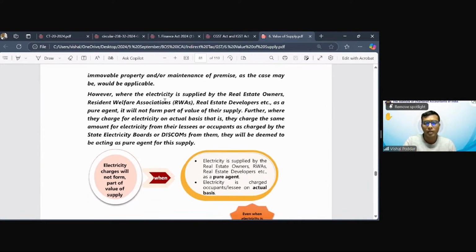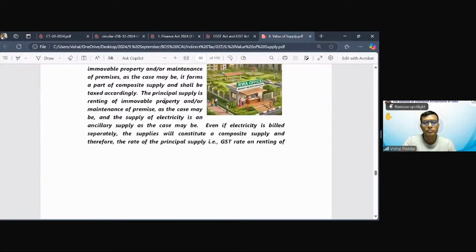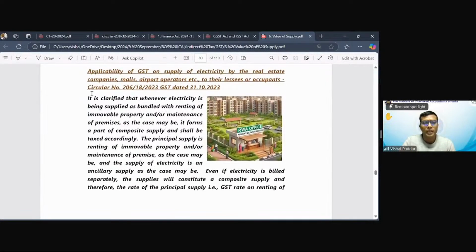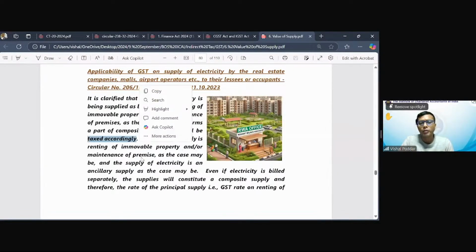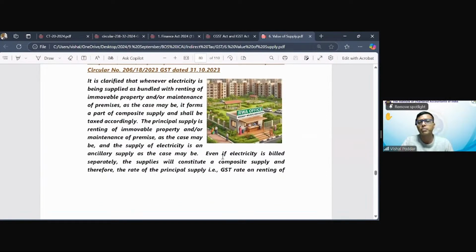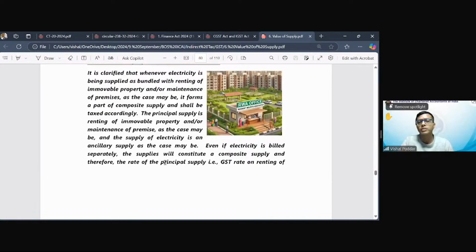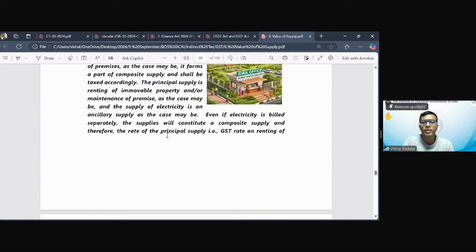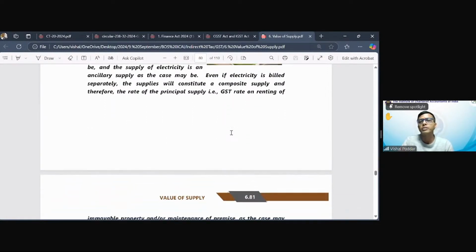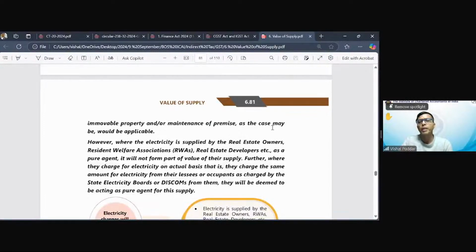So what it is said, it is clarified that whenever electricity is being supplied as bundled with renting of immovable property and or maintenance of premises, as the case may be, it forms part of composite supply and shall be taxed accordingly. The principal supply is renting of immovable property or maintenance of premises, as the case may be, and the supply of electricity is ancillary supply. Even if electricity is billed separately, the supplies will constitute a composite supply, and therefore the rate of principal supply, that is the rate applicable on renting, would be applicable.